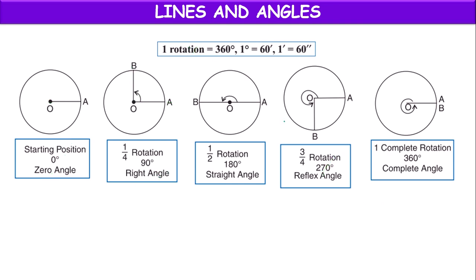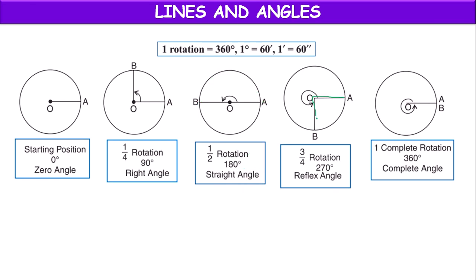Next, if it has completed half rotation, that means half into 360 degrees, which is 180 degrees. The angle is formed on a straight line, this 180 degree angle. That's why it is called a straight angle.